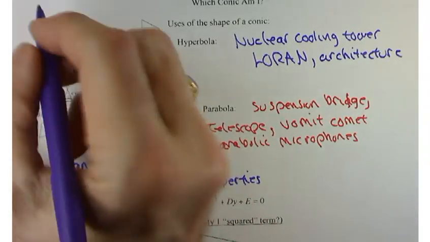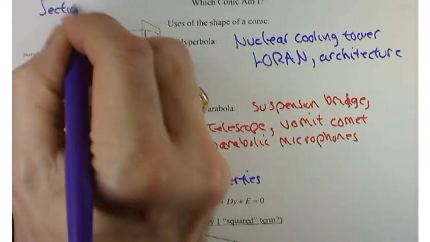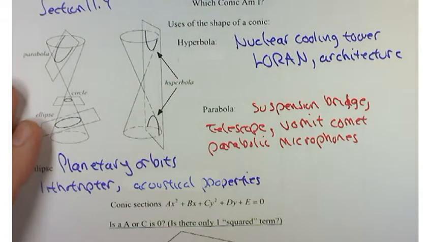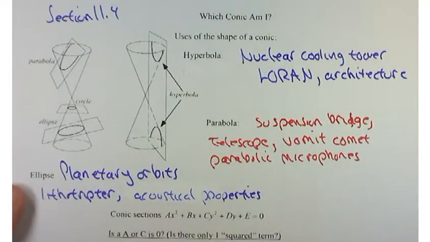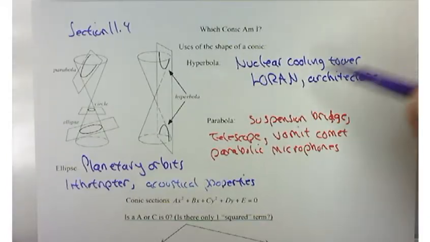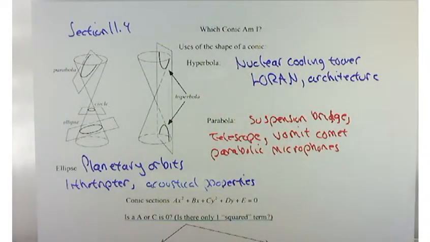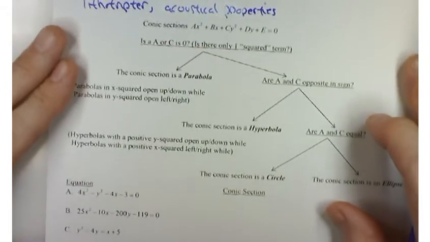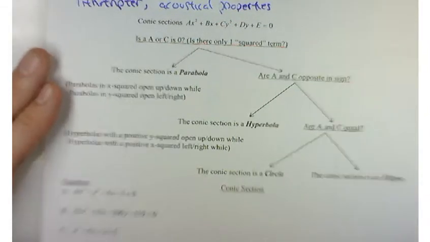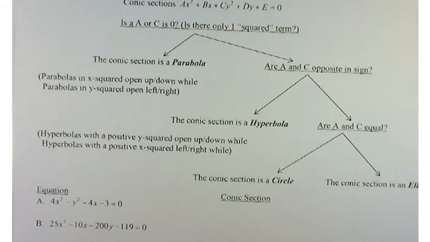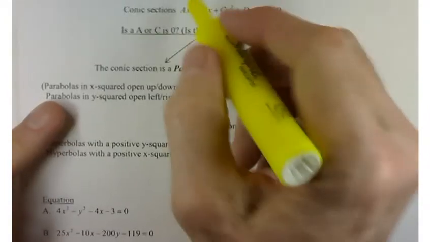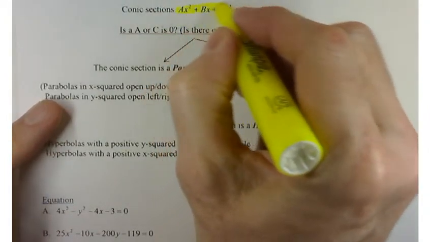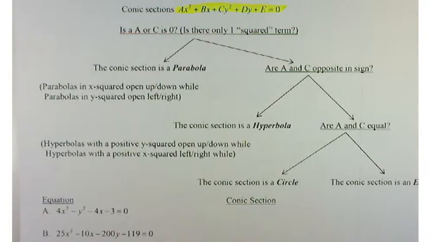So this is section 11.4. We're going to continue working with conic sections. We talked a little bit before this video started about some of the applications of the conic sections. But what I want to move to next is being able to identify the conic sections. And so that's going to be looking at equations like this and saying, oh, I've got a circle, or I've got an ellipse, or hyperbola, or a parabola.